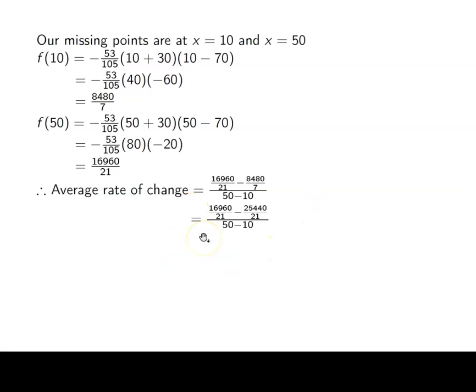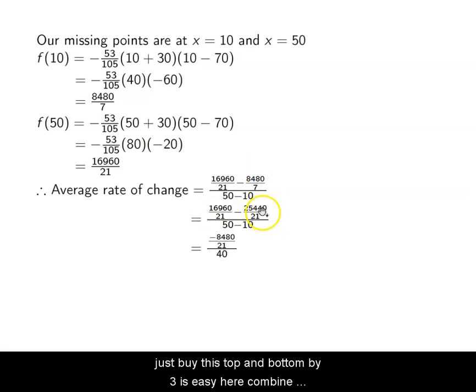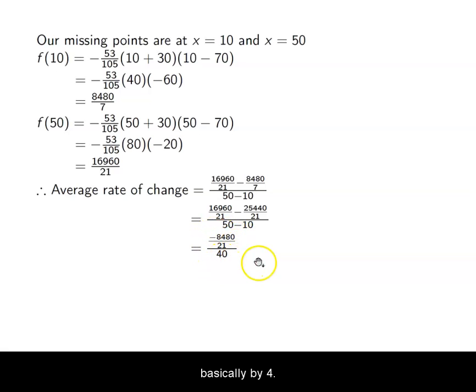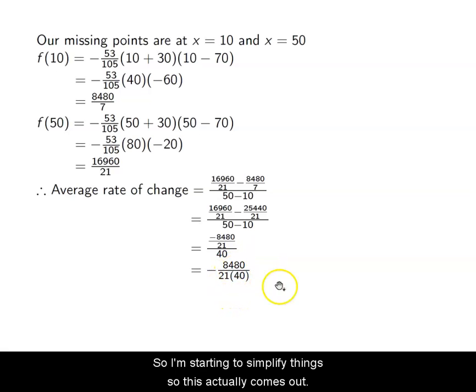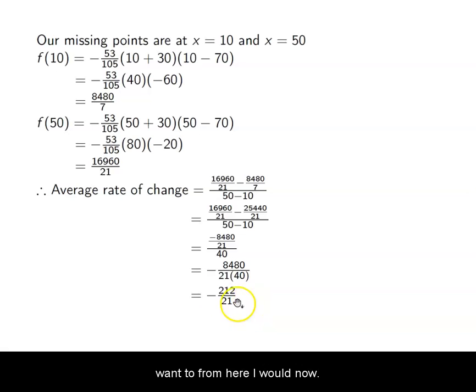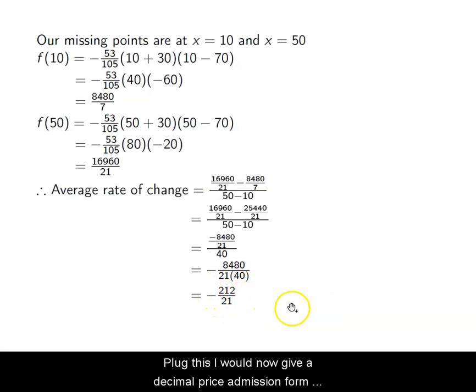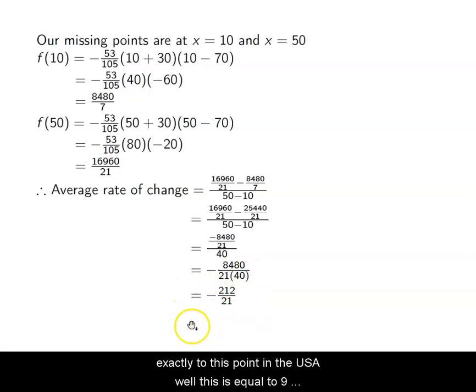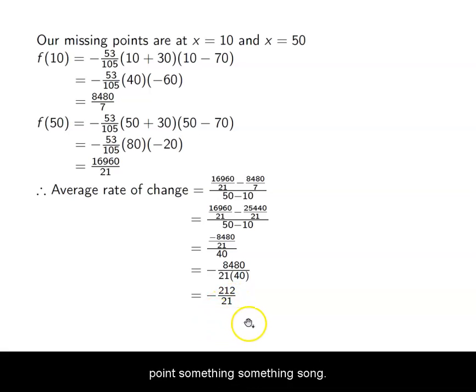So here I'm going to make a common denominator, so I just multiply this top and bottom by 3, as you see here. Combine my like terms, and now I can divide this numerator basically by 40. Okay, so I start to simplify things. So this actually comes out rather nicely, not super nice, but it's not too bad, right? If I want, from here I would now give a decimal approximation if that was my choice, or if I say, hey, keep this to 4 decimals of accuracy, you would do it exactly to this point, and then you would say, well, this is equal to 9 point something something something.